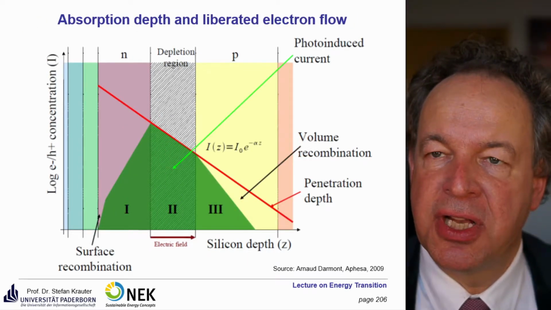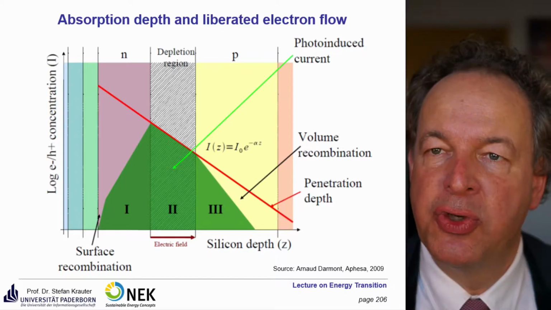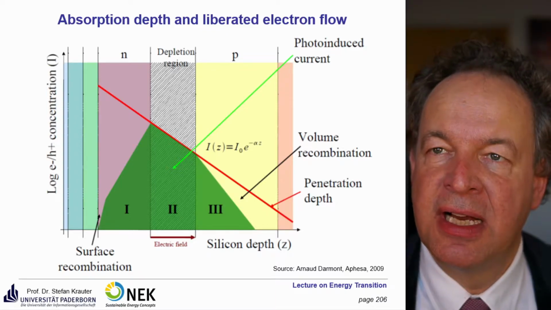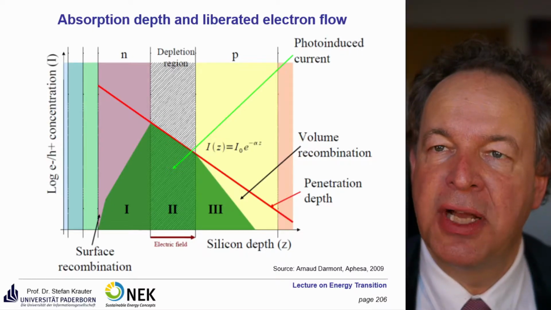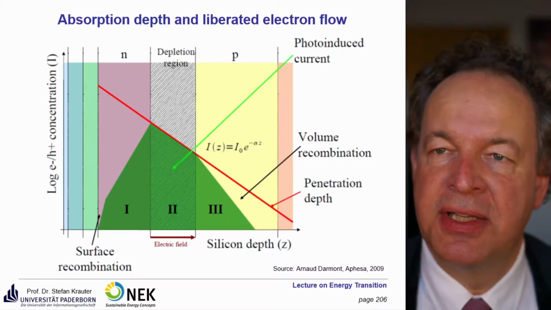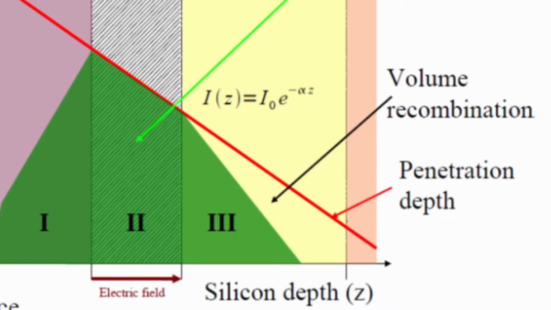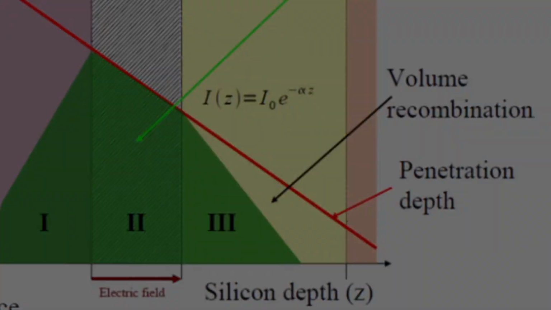Here you see again, in the middle, zone 2 is the electrical field. You have the photo-induced current, you have volume recombination, the light gets absorbed in this region, and the red line is the penetration depth. Here you have also the intensity as a function of the depth of the solar cell and the absorption coefficient.